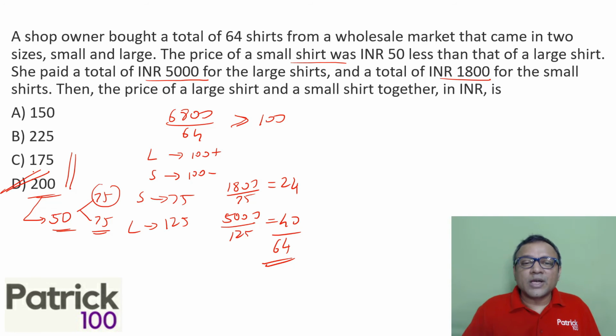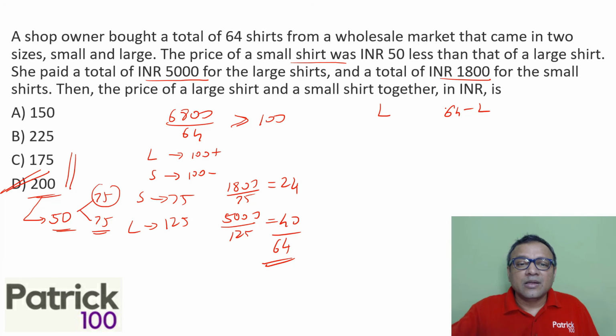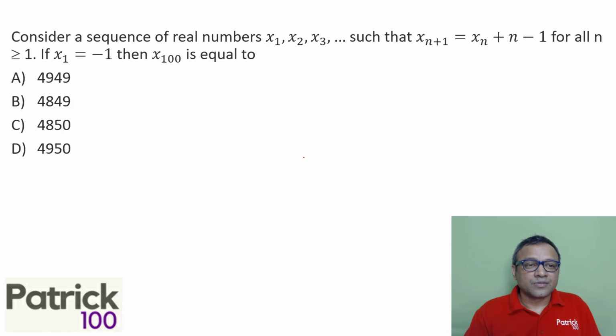You could obviously formulate an equation and solve, but putting values and substituting values sometimes becomes easy. I mean, shortlist the options which are possible and try to work out which is possible, which is not. You can also let the number of large shirts be L, so the number of small shirts will be 64 minus L, and then multiply with the price. One is X, one is X minus 50. Then you will get total prices 5,000 and 1,800. You can substitute and check.